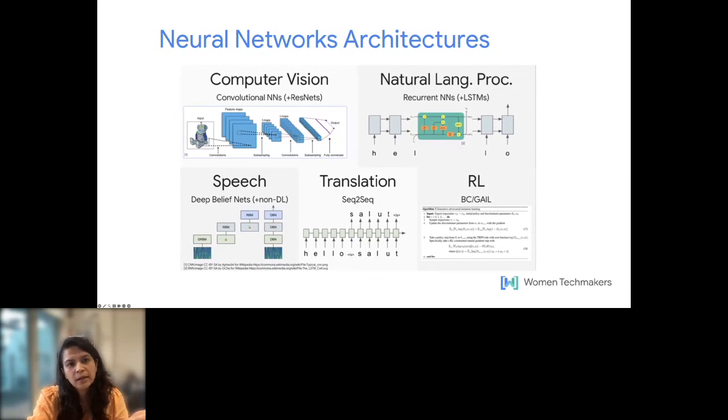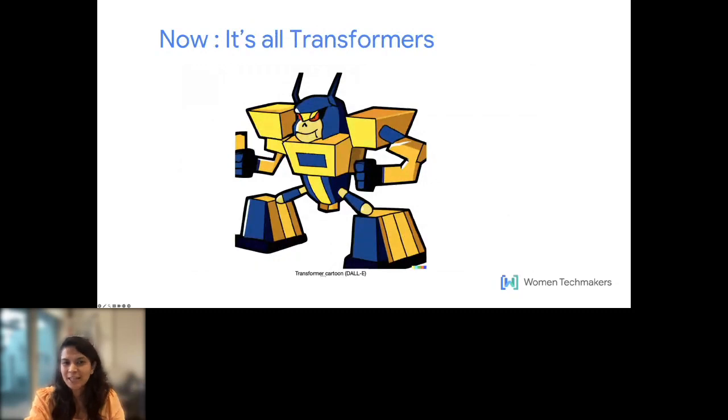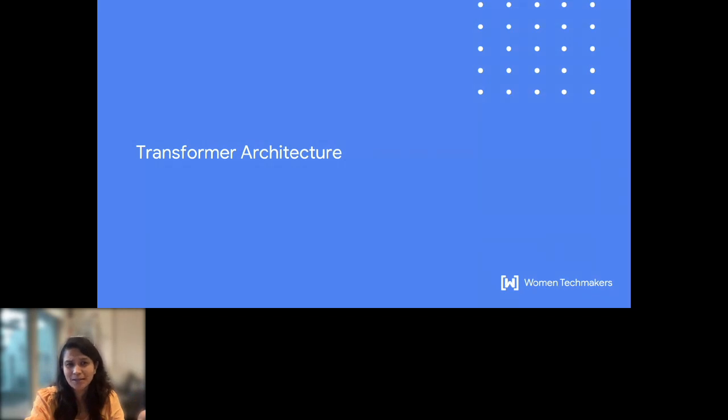Okay, then we had recurrent neural networks. The recurrent neural networks were used for natural language processing. We will go into a bit more detail on recurrent neural networks in the further slides. Similarly, we have deep belief networks for speech related tasks. We have sequence to sequence for translation related tasks, and so on. But after 2020, everything is transformers. So let's get into it. Let's get into the transformer architecture.